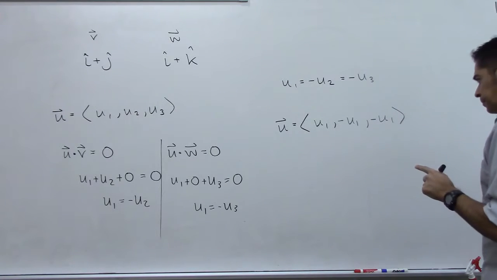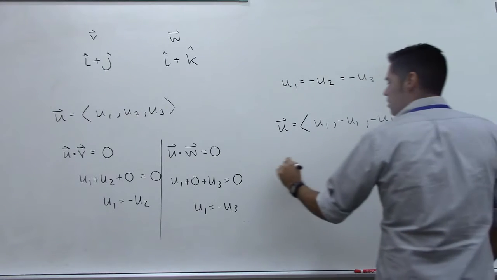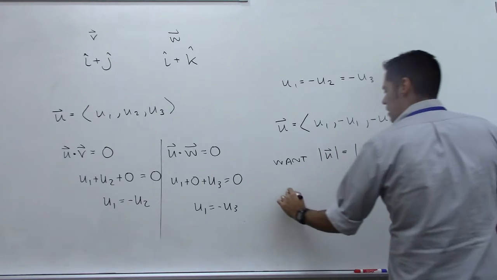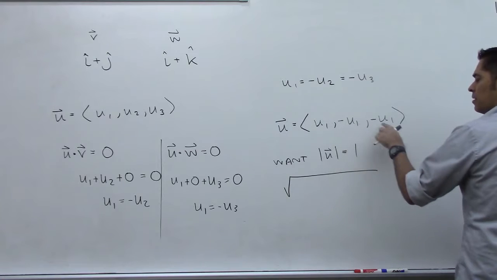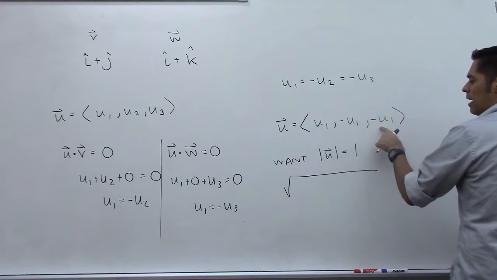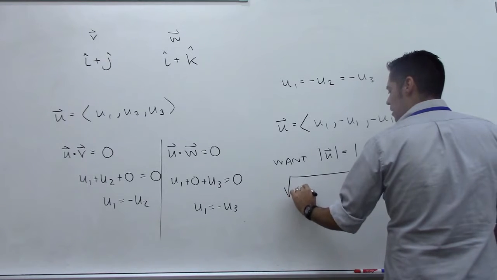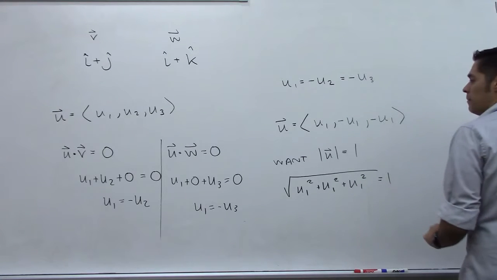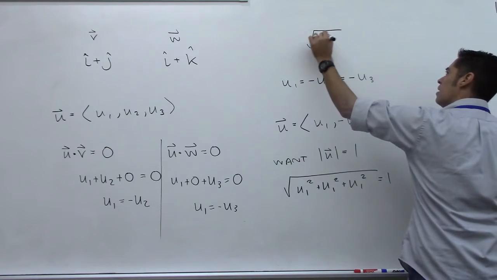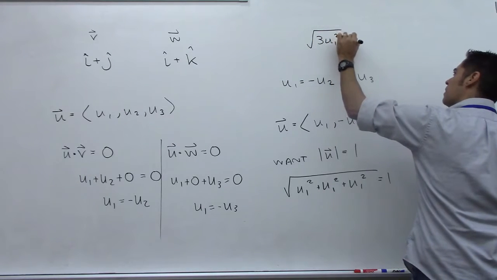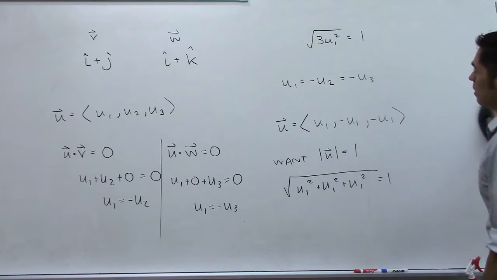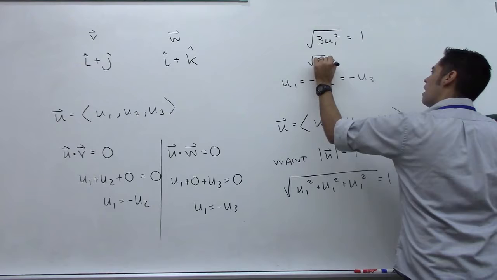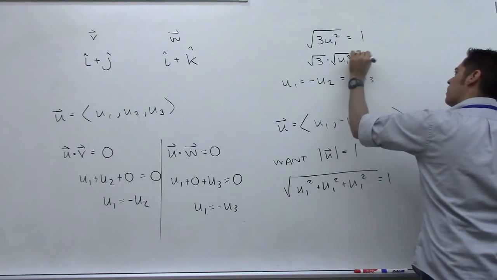But then I also need that this be a unit vector. So I want also the magnitude of u to be equal to 1. And the magnitude of u will be this squared plus this squared plus this squared. Since they're all u1s, and I'm squaring so the negative doesn't matter, I'm going to get u1 squared plus u1 squared plus u1 squared must be 1, which means that the square root of 3u1 squared must be equal to 1. Just add them together. And this means root 3 times root u1 squared must be 1.